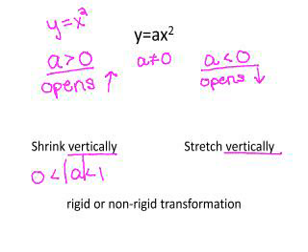Okay, and to stretch it vertically, the value of the a has to be greater than 1. If we want to do both, if we want to stretch it vertically and we want to flip it upside down, then it's the absolute value of the a. So that negative doesn't change whether it's a stretch or a shrink, right? And if we're changing the value of a, then we're changing the shape of the curve. So therefore, it is a non-rigid transformation.